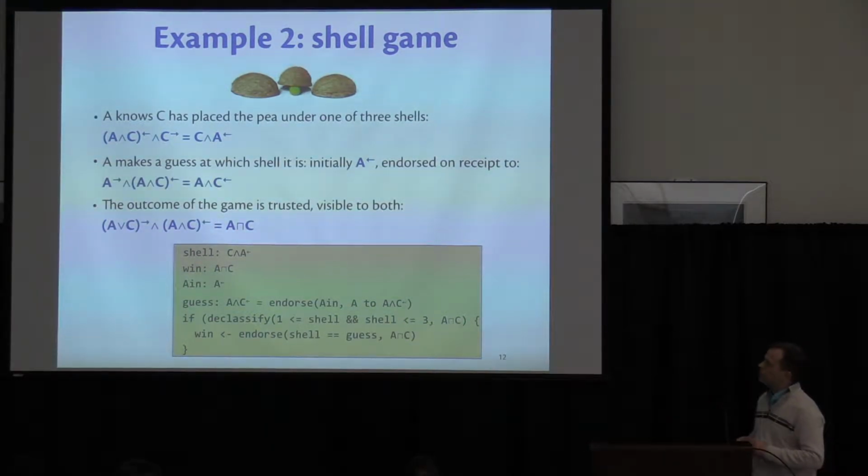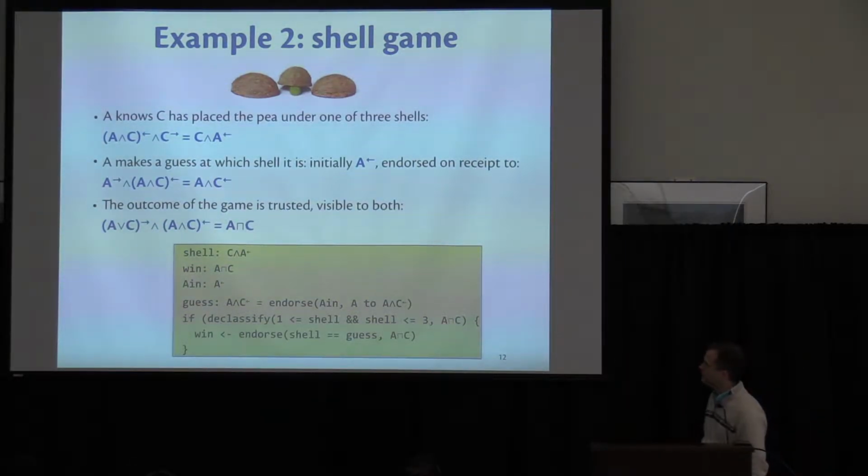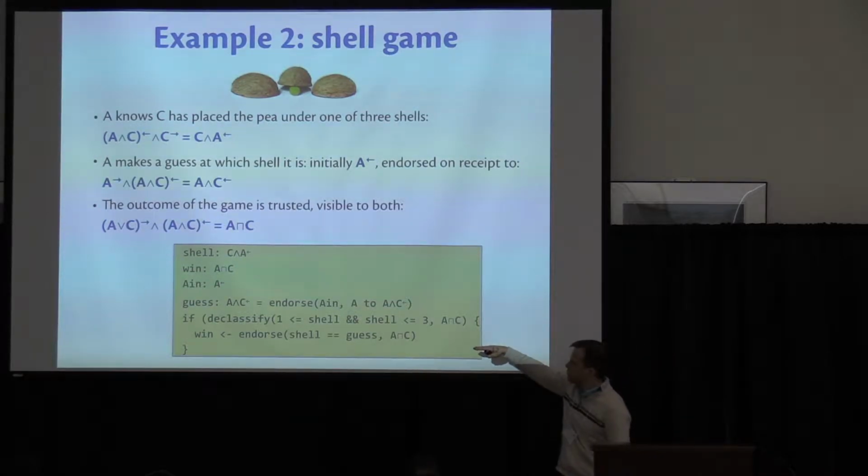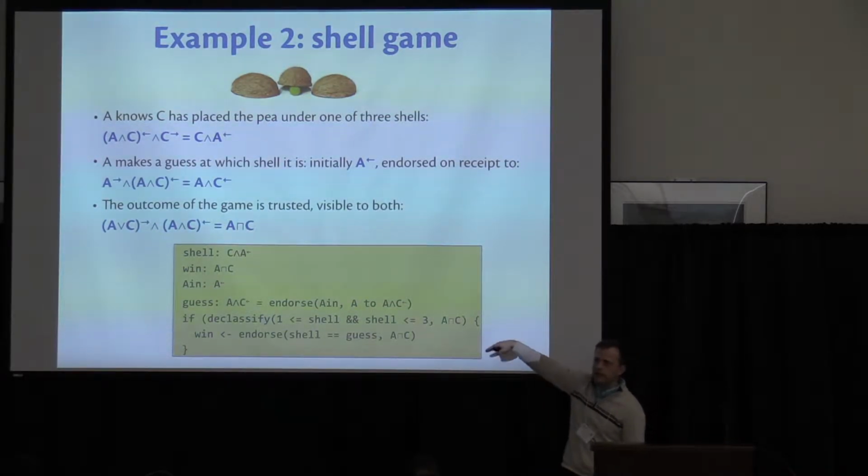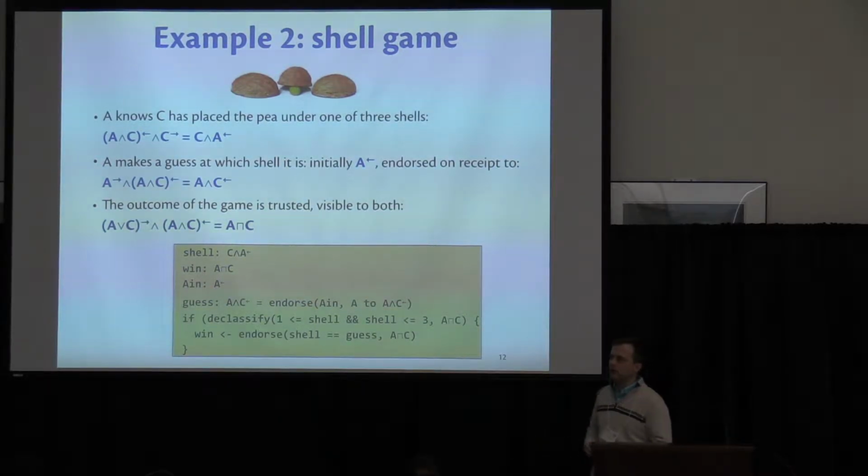And if you think about the outcome of the game, it is something that both Alice and Chuck can see. So that can flow to the disjunction of the Alice and Chuck principals. But they both need to believe that the outcome was computed correctly. So it needs the conjunction of their integrity policies. And so that's where we use that lattice meet. Okay? So then, given those policies, we can write this code here. And this captures the core computation of this game.